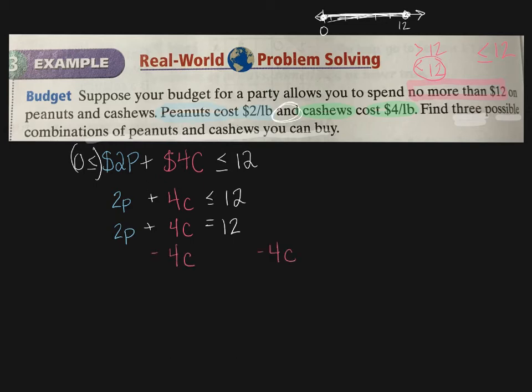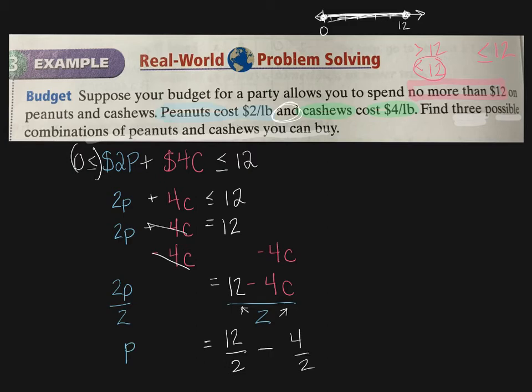I'm going to move it on both sides, and I get 2p, these cross out, equals 12 minus 4c. Okay, not too bad yet. Let's divide this whole side by 2, and I get p equals 12 divided by 2. Remember to split this guy both directions. Bring your sign down in the middle. 4 over 2c. So I end up with p equals 6 minus 2c.